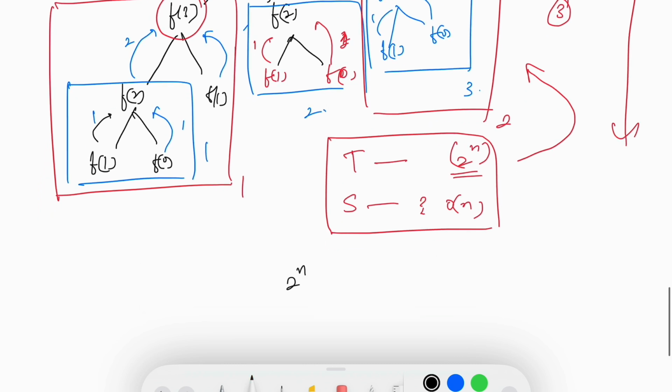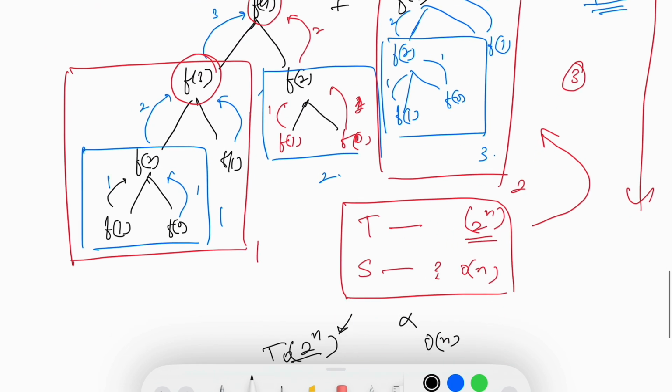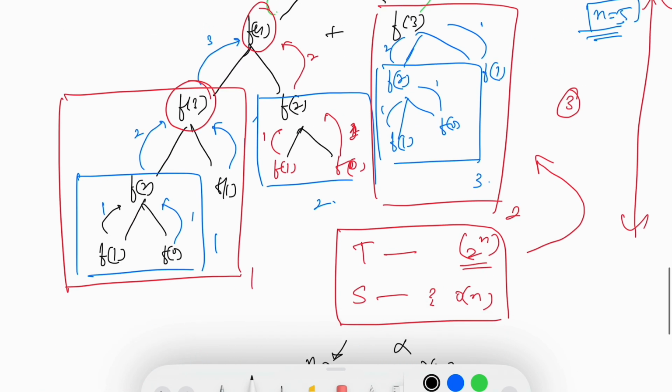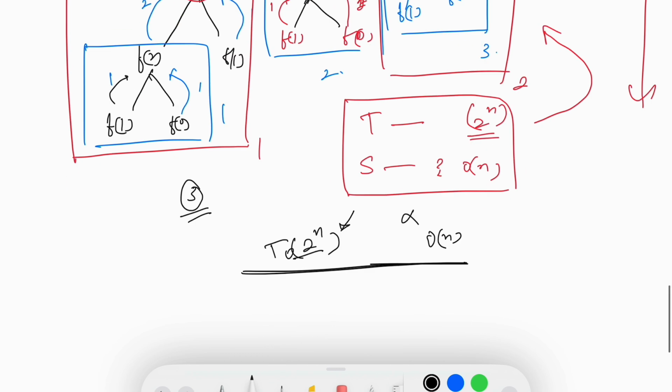So 2 raised to power n is our time and O of n is our space. So it's exponential and not accepted. We are going to get TLE. So in our solution we have to do something, that if we have calculated value of 3, why do we have to calculate it again?